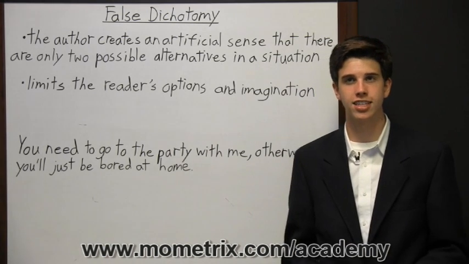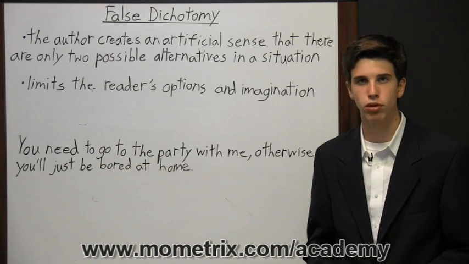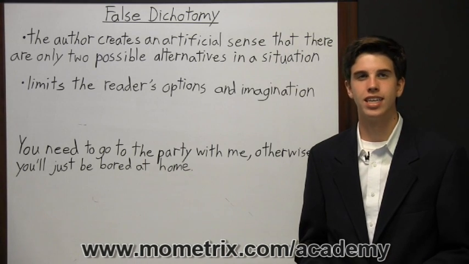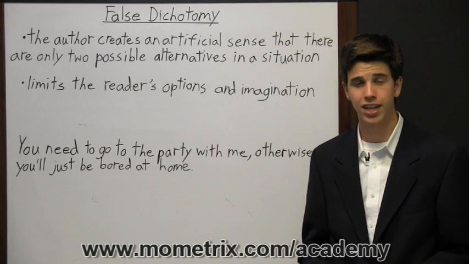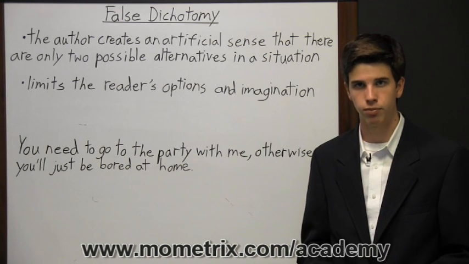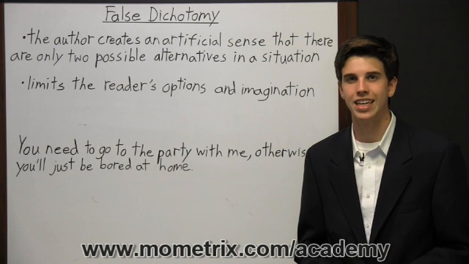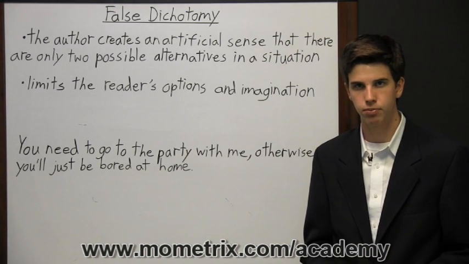And so this fallacy is common when the author has an agenda and wants to give the impression that their view is the only sensible one. And so readers should always be suspicious of the false dichotomy. When an author limits alternatives, the reader must ask, is the author being valid?